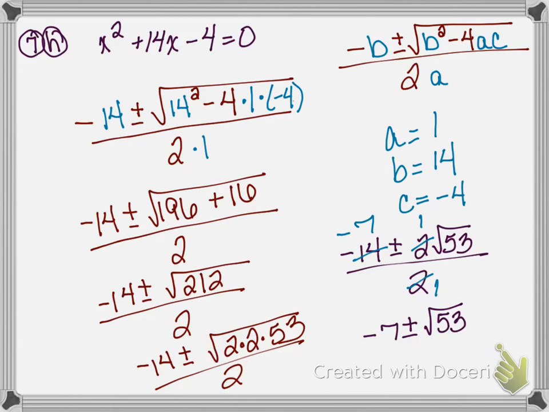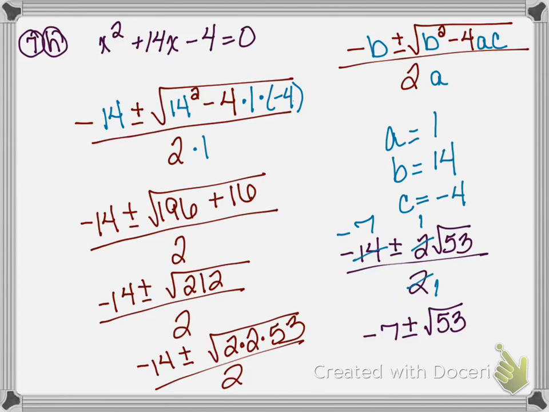Okay. So that is the correct answer. So I need to change this on our answer sheet. So I've got -7 plus or minus the square root of 53. Okay. Sorry about that again.